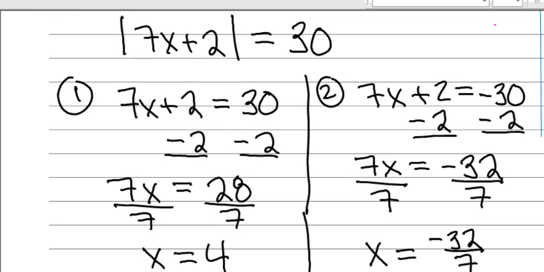So remember, we're going to break that up into two equations, one equaling a positive 30 and one equaling a negative 30. And then we're just going to solve both sides. On the left side, we're going to subtract 2 from both sides and get 7x equals 28. We're going to divide both sides by 7. And we're going to get our first answer, which is x equals 4.